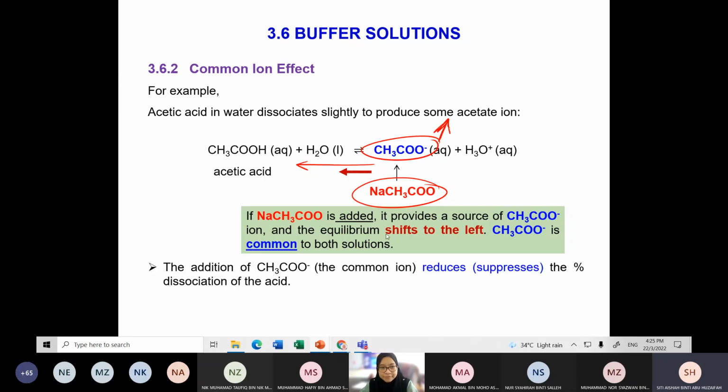Ke kiri. So the addition of this acetate ion, which is the common ion, sebab dia ada dalam salt and also weak acid, it reduces, ataupun dia suppresses the percentage dissociation of the acid. They reduce ataupun suppress the dissociation of the acid. As you can see, they shift to the left.